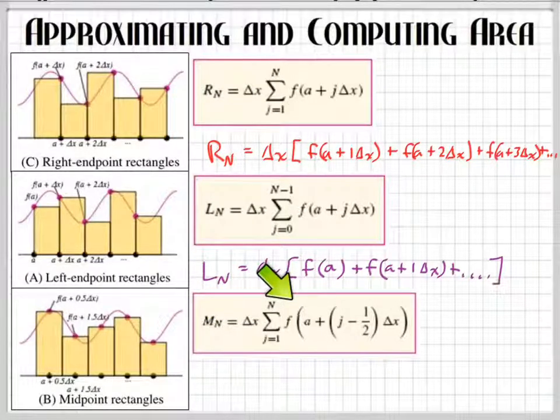Now this one right here is the weirdest one of all of them, because you have to take half of the delta x to add to the a to find this point. So for example, I would plug 1 into j. That'd be 1 minus 1 half, and so you'd have 1 half times delta x. So you would just be adding half of delta x right here to get this first point. Then if I plug in 2, you're going to be multiplying delta x by 1.5, which would take you all the way over to this point. And those are the points you're plugging into the middle, or they wouldn't be endpoints, the midpoint of the rectangles.